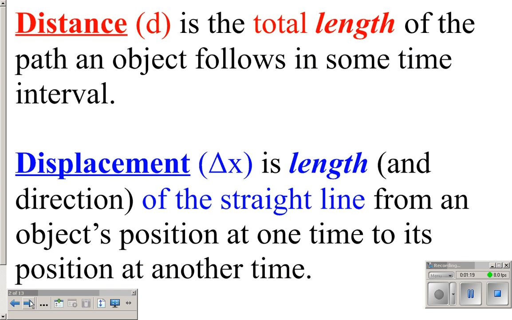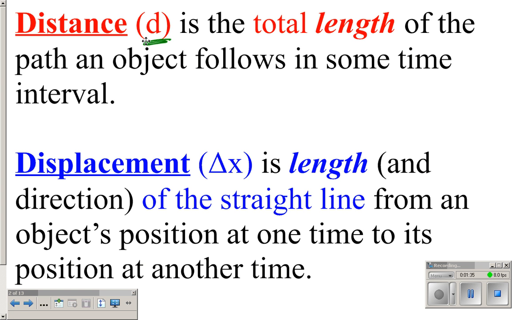So distance, the symbol for distance is lowercase letter d, as you can see here. All right, and distance is the total length of the path that an object follows during some time interval.